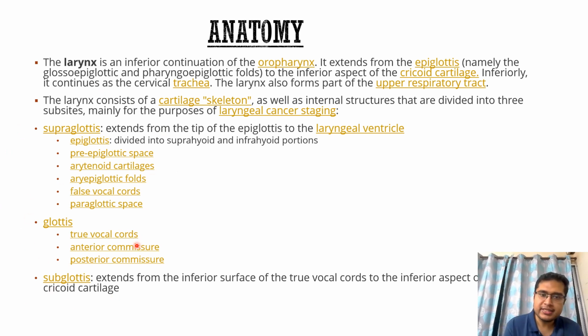So supraglottis extends from the tip of the epiglottis to the laryngeal ventricle and it consists of epiglottis, pre-epiglottic space, arytenoid cartilages, aryepiglottic folds, false vocal cords, as well as paraglottic space. Glottis consists of true vocal cords, anterior and posterior commissure, and subglottis extends from the inferior surface of the true cords to the inferior aspect of the cricoid cartilage. So this is a very important subdivision that is very relevant for us in reporting.